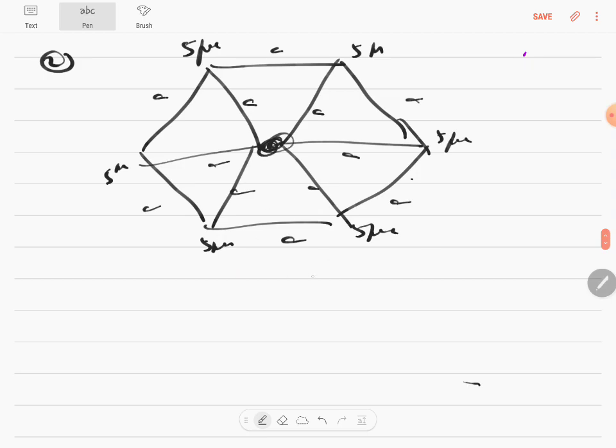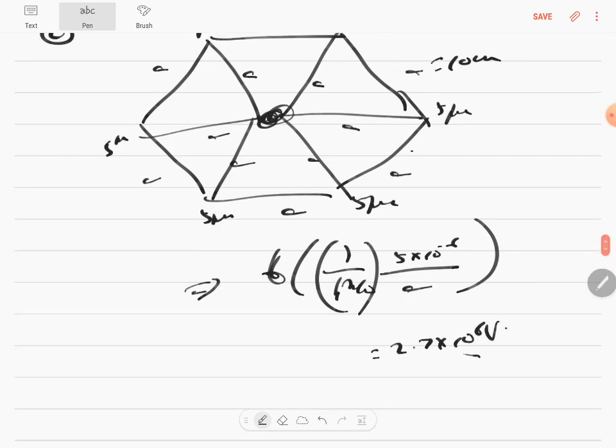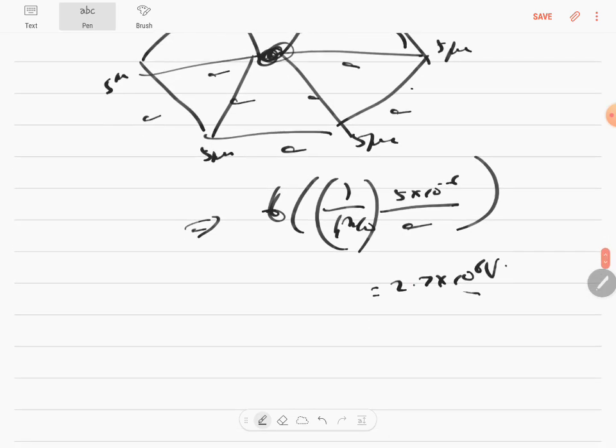There are 6 charges totally. So 6 into 1 by 4 pi epsilon naught into the charge by the distance, which is A. It has to be multiplied 6 times because all of them get added, since all of them are positive charges, no subtraction involved. The charge is 5 microcoulomb and 1 by 4 pi epsilon naught is 9 into 10 to the power 9. If A is 10 centimeter, you can substitute and get the answer to be 2.7 into 10 to the power 6 volts. It's not a vector, it's a scalar, so leave it like that.